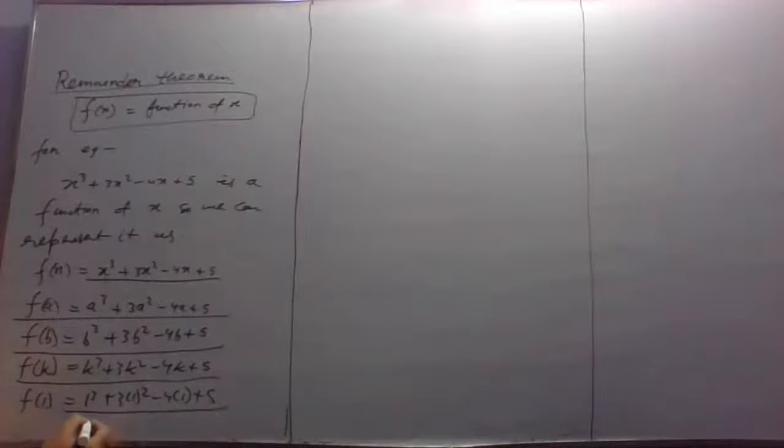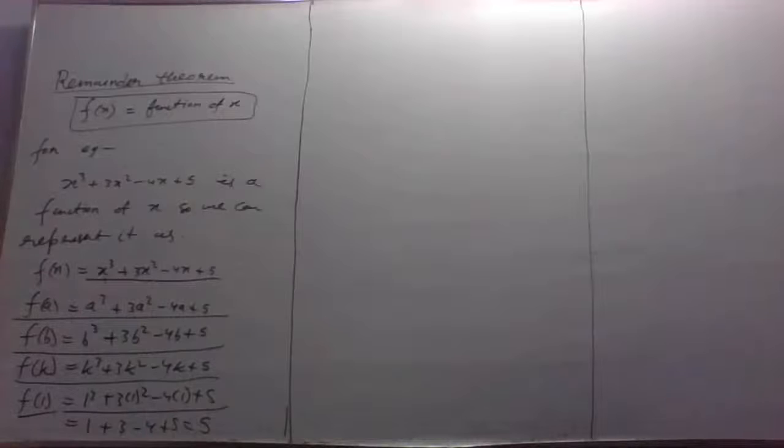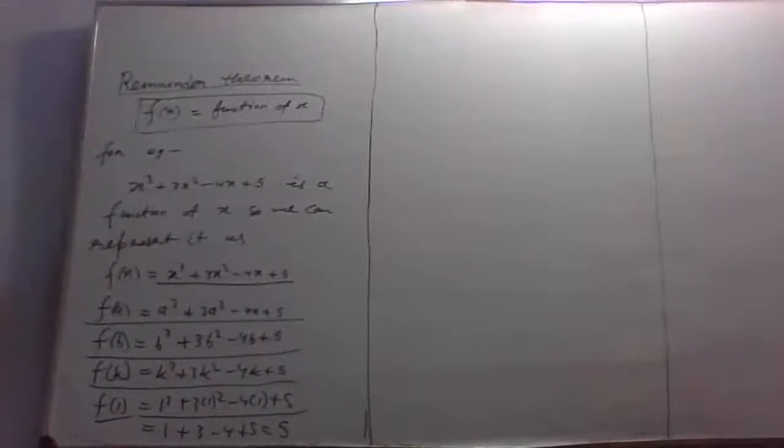So it is 1 plus 3 minus 4 plus 5. 5 plus 3, 8 plus 1, 9 minus 4 is 5. So f(1) is 5. Okay. Similarly, we can find f(2). If f(x) equals x cube plus 3x square minus 4x plus 5, we can take other letters also in place of f. Still they will be termed as the function.